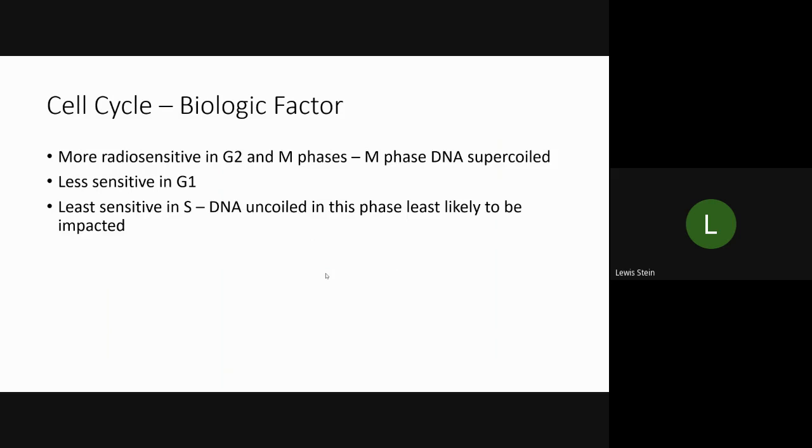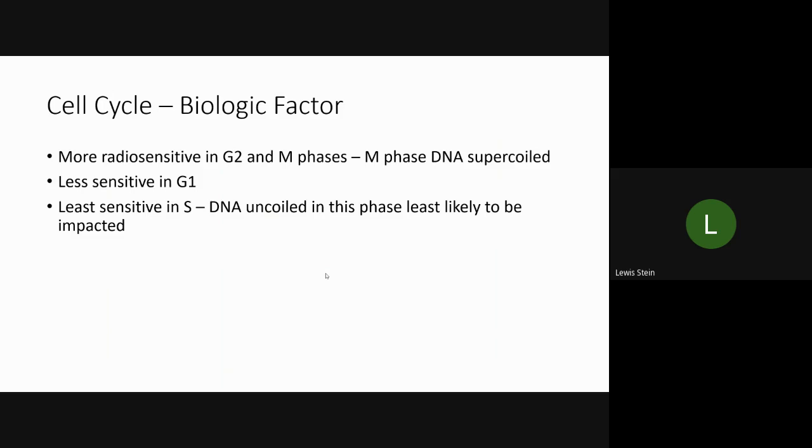And so again, this is the phases. Remember all the phases. Less sensitive in G1, least sensitive in S. And most of the people who have studied this, from the readings I did, think that the DNA, when it's supercoiled, is much more sensitive. It's easier to break those DNA strands. So in S phase, it's basically in this uncoiled or, quote unquote, relaxed form.